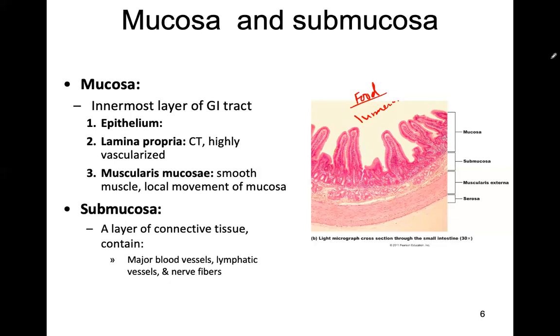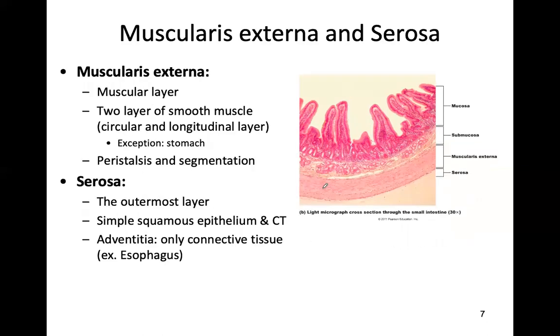Submucosa, which is the second layer, so this layer right here, that's your submucosa. Submucosa, as the name implies, is underneath the mucosa. It will contain your main blood vessels that supply the digestive system. It also includes the main lymphatic vessels, as well as the nerve fibers. So if you have a stomach ache, these are the nerves that give you that sensation.